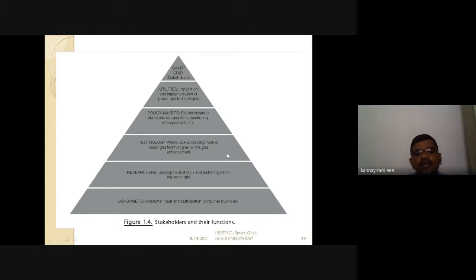And the next one is technology provider, who develops smart grid technology for smart grid enhancement, and research and development that will develop the tools and technology for the smart grid. Finally, the consumer input and participation, the consumer buy-in, can take place. That is the stakeholders and their functions.